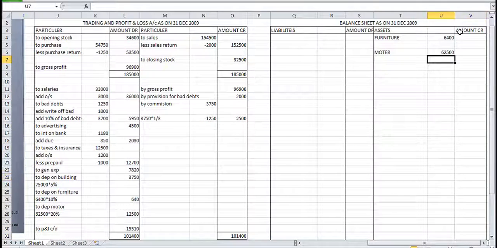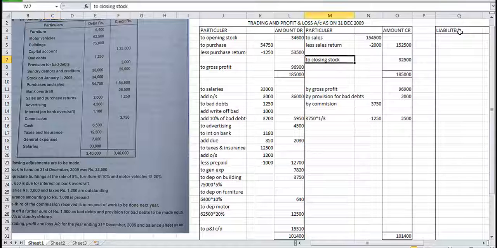Now, in the same way, you can even prepare the balance sheet. Now you can go one by one. Let's go one by one. How can you go?